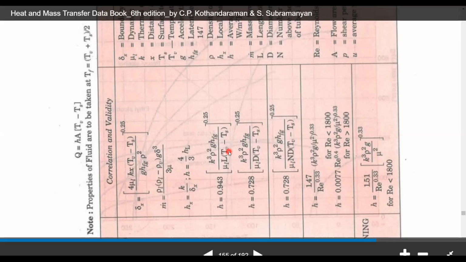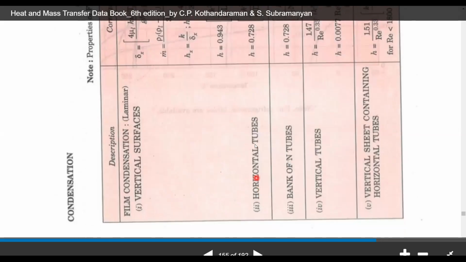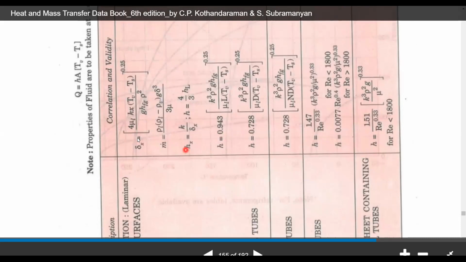So Tsat, the saturation temperature, minus the surface temperature. Okay, fine. So don't take this equation, because this equation is applicable for horizontal tubes. This equation is for horizontal tubes, and this equation is for the vertical surfaces. So you can ask why we are not using this equation, because this equation is for the thickness of the condensate film.